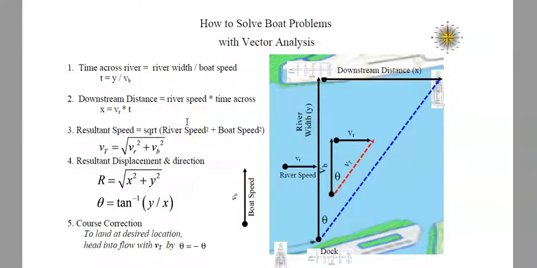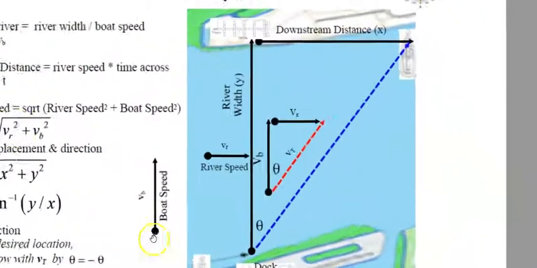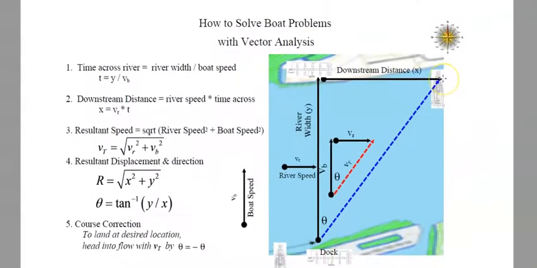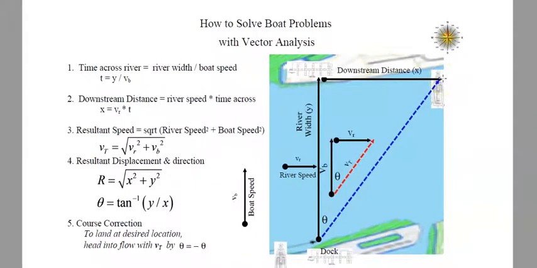Today we are going to use vector analysis to solve the classic boat problem. Here we have a boat trying to go from one side of the river to the other side of the river while being pushed downstream. We're going to take a look at a few of the different vectors that come into play regarding its displacement and resultant velocities. Okay, let's get started.